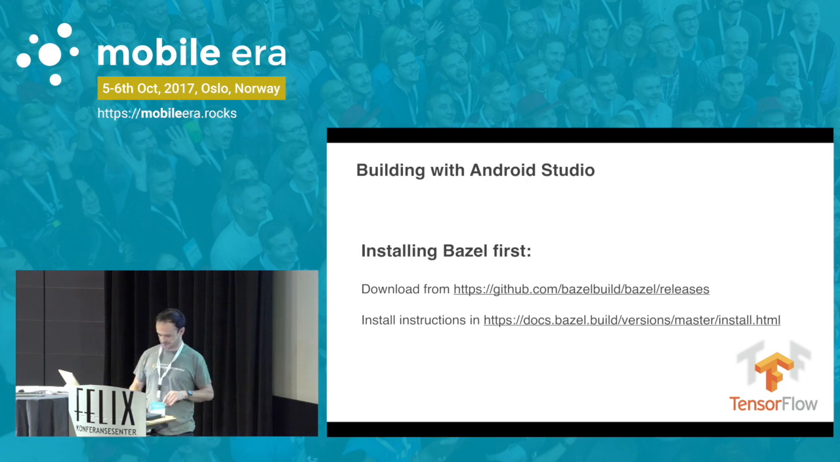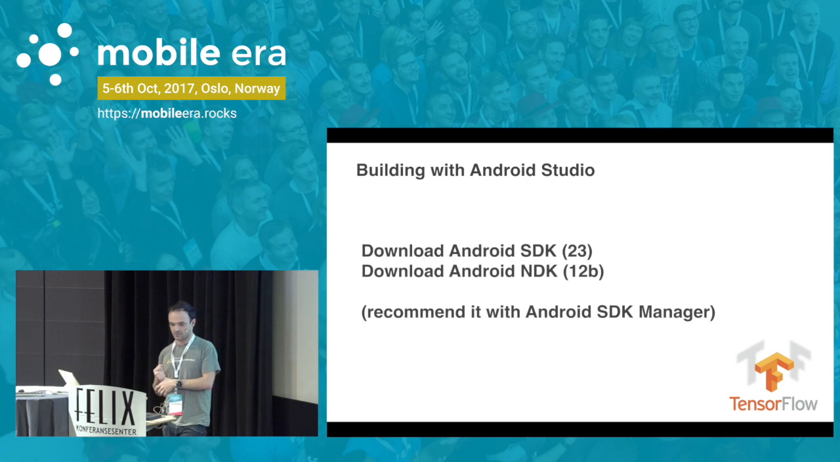If you Google, you can find these addresses. Some considerations: you need to download Android SDK at least 23, it works with higher versions, and Android NDK at least 12B, but you have problems with 14 and 14B, I think. And I absolutely recommend doing it with the Android SDK manager, because I used to do it manually to maybe have different NDK versions in different folders, but it's a pain because you need to maintain this classpath and path, and keeping this version consistency is very important.